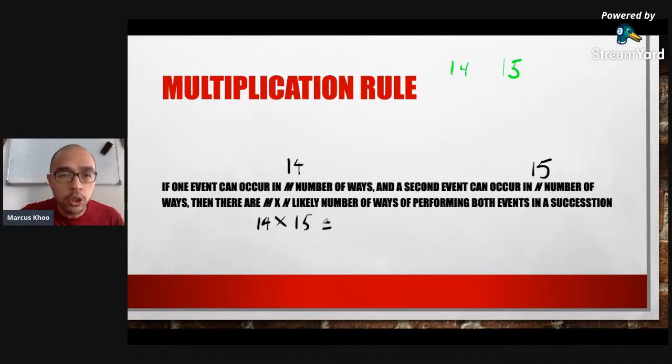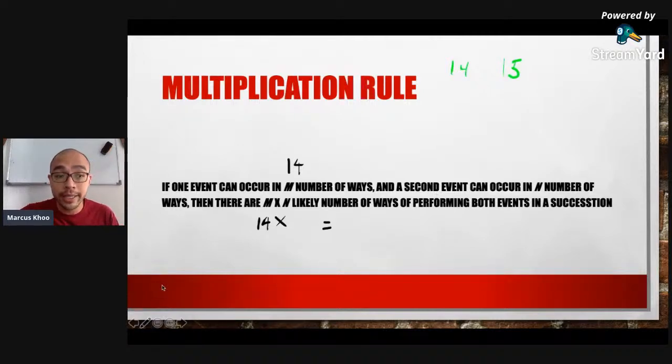What if I want to choose two guys? Okay, what if I want to choose two guys? So the first event will be choosing one guy, which is 14. Okay, there are 14 ways to choose one guy. But the second event is choosing another guy. But I have already chosen one. So how many guys are there left?